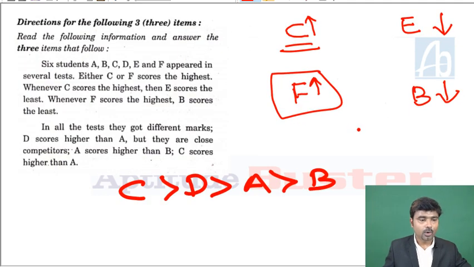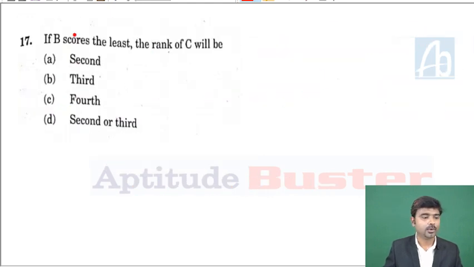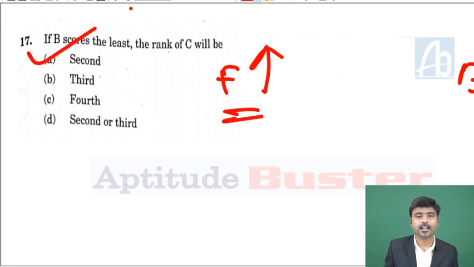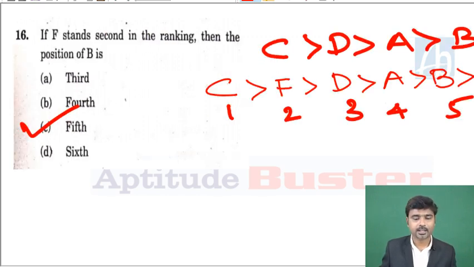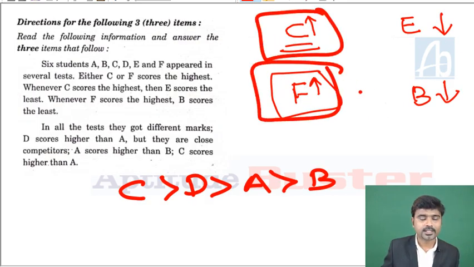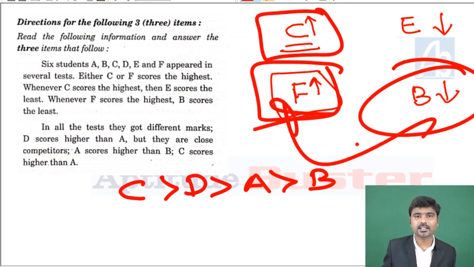See, hold this equation to solve the 17th question also. B scores the least, what is the rank of C? Once B is the last person, who is the first person? F should be the first person, right? If F is the first person, C should be in the second rank. Have you understood? That's very clear information. If either C or F is the highest, once F is the highest, then C should be the second rank. That's indirectly given. B is the lowest, which directly means that F is the highest.